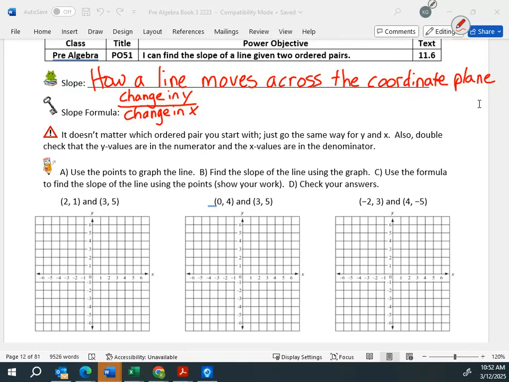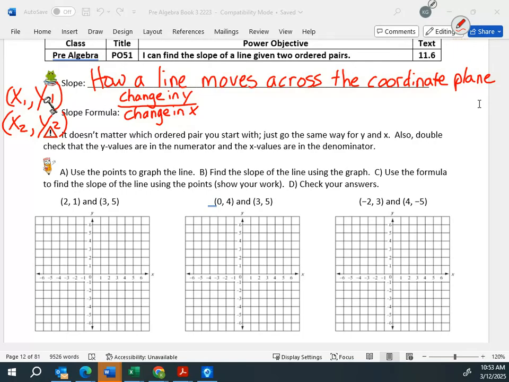for two ordered pairs. So when we have two ordered pairs, we could have ordered pair number 1 and ordered pair number 2. When we have ordered pair number 1, we're going to call it x1 and y1. For ordered pair number 2, we're going to call it x2 and y2. Kind of makes sense, right? First ordered pair, x1, y1. Second ordered pair is going to be x2, y2.